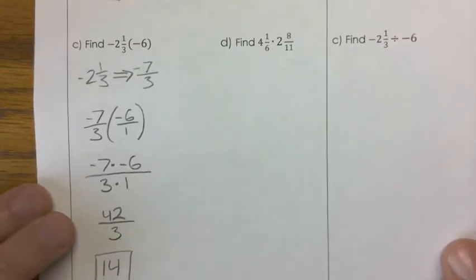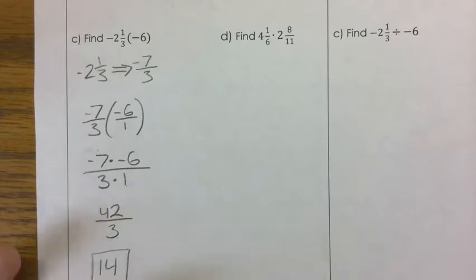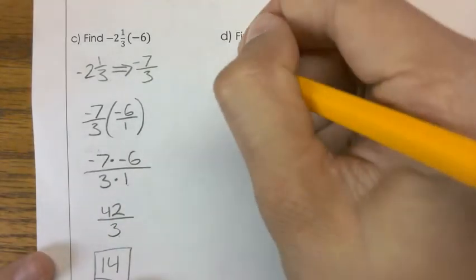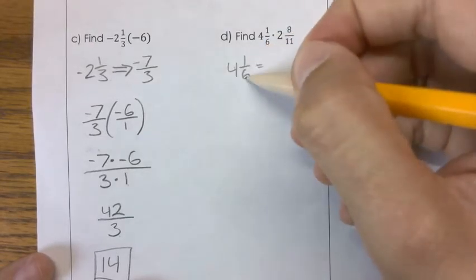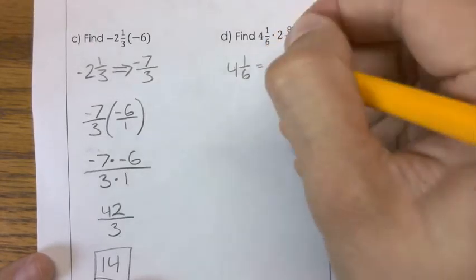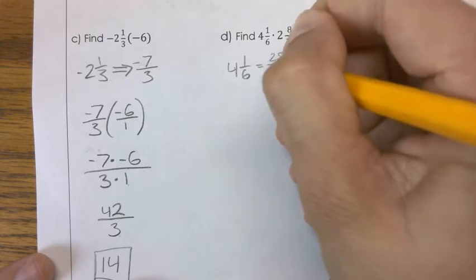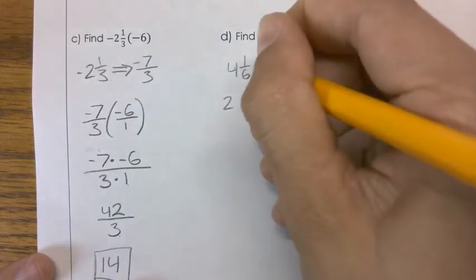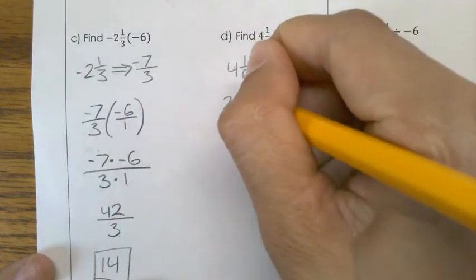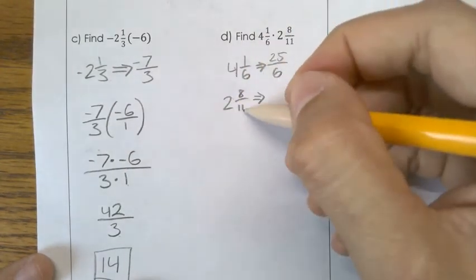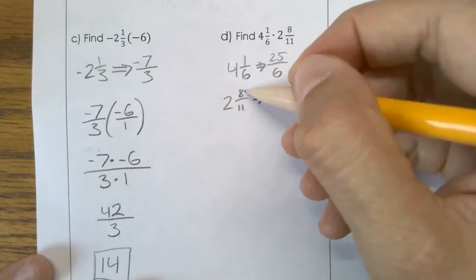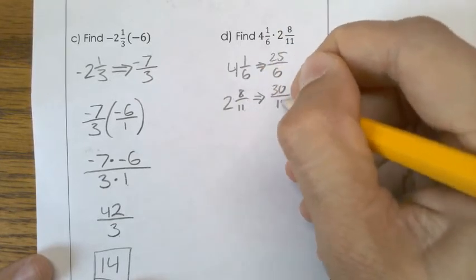Let's try one more, number 4. So this time we have 2 mixed numbers we need to make into improper fractions, 4 and 1/6. Well, 4 multiplied by 6 is 24, plus the 1 is 25. 2 and 8 over 11. 2 multiplied by 11 is 22, plus 8 would be 30 over 11.